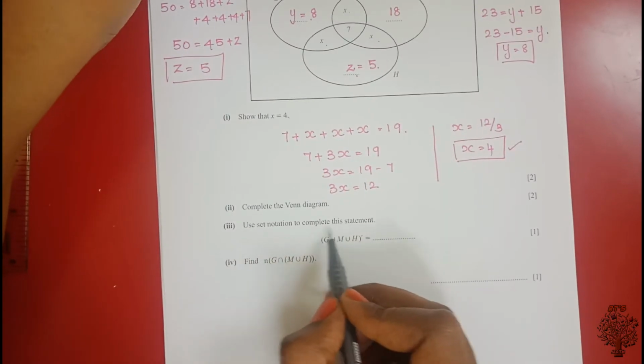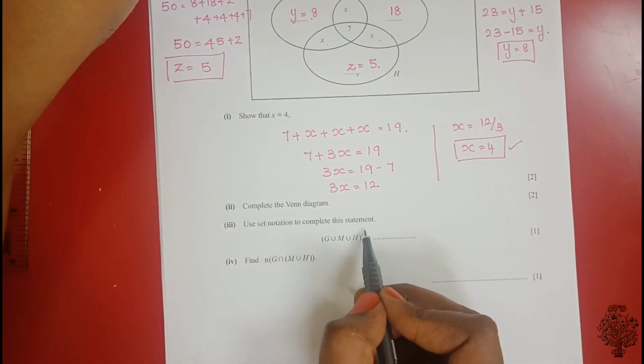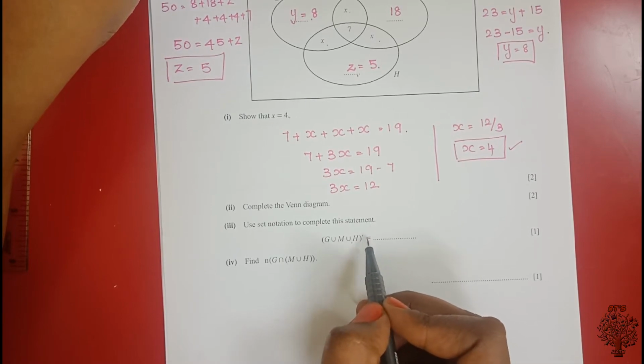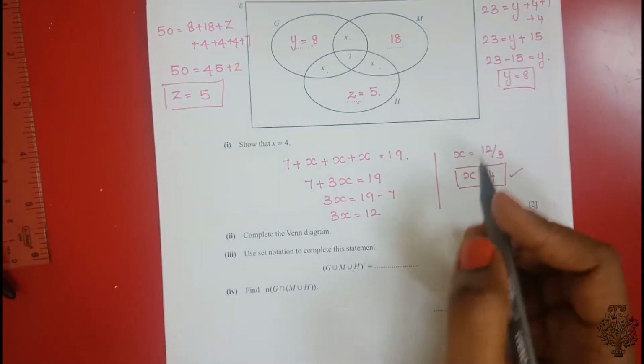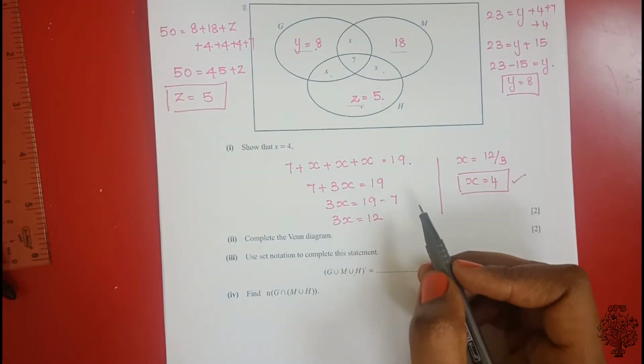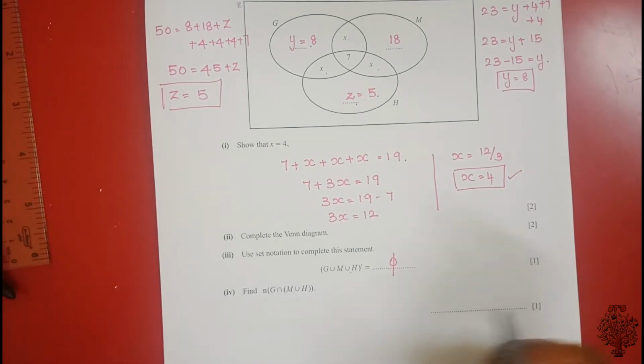Use set notation to complete the statement: G union M union H the whole dash. That means inverse of this. That means no one is studying at least one. There is no students who will not take any one of this. That means this is an empty set.